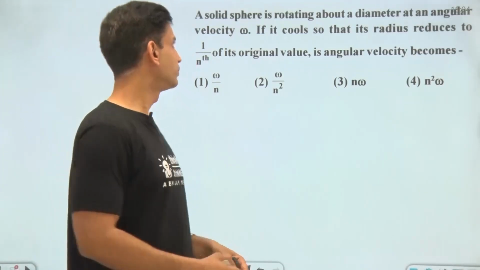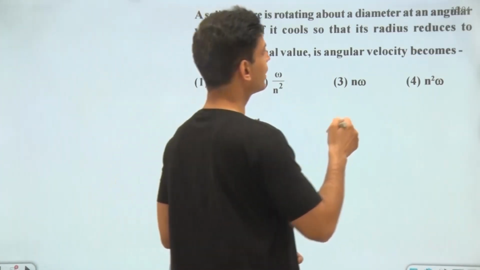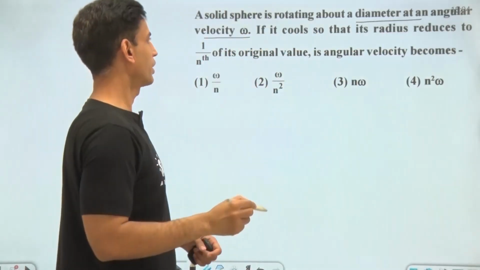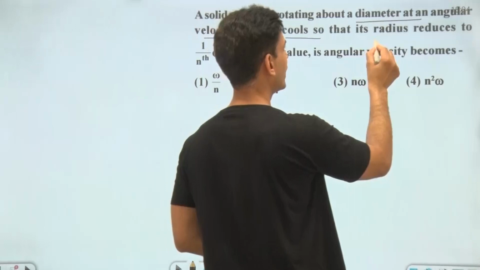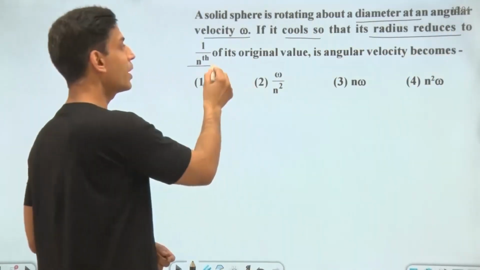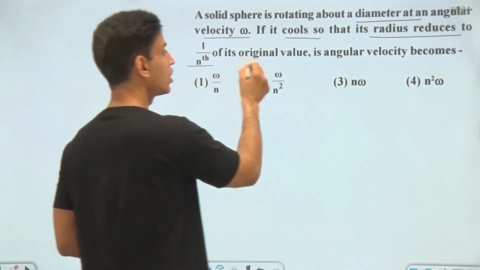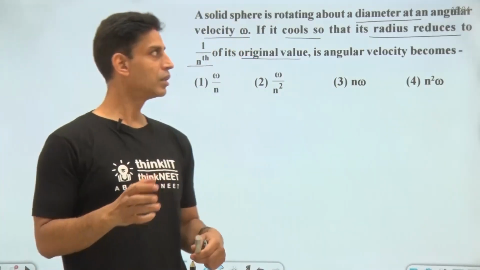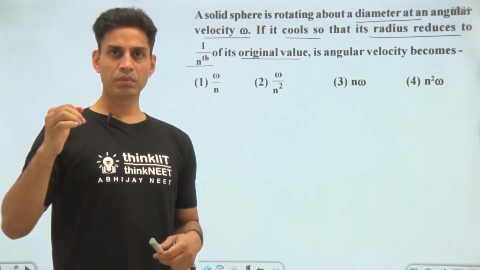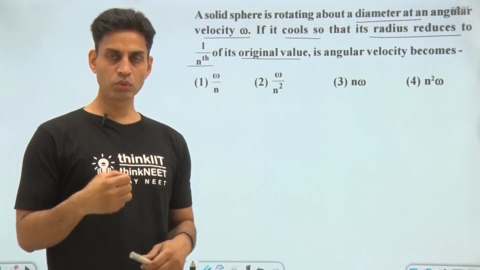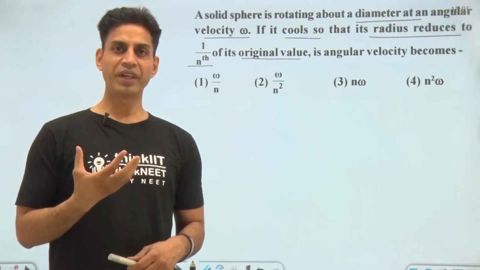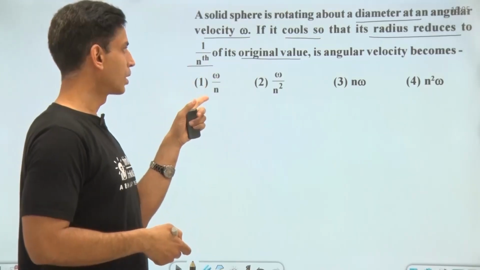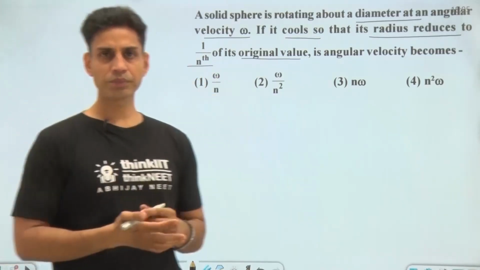Now the next one is a solid sphere is rotating about a diameter at an angular velocity omega. If it cools so that its radius reduces to 1 by nth of its original value, its angular velocity becomes, okay, that is on decreasing the temperature, it cools off, so the radius decreases by 1 nth. So the question is asking the new angular velocity.